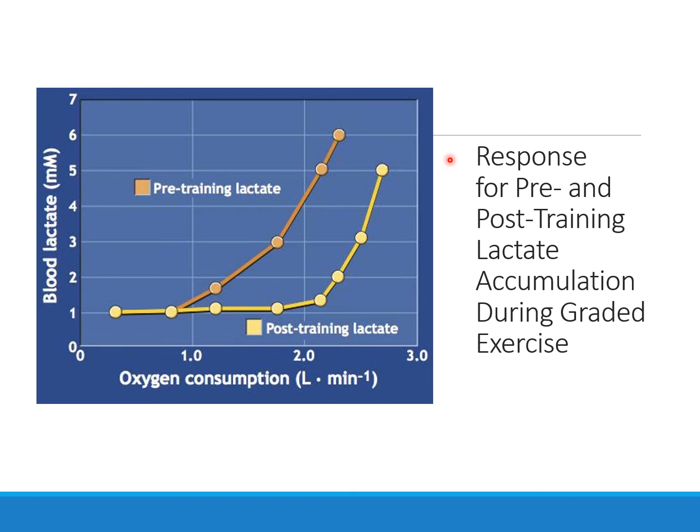So here's the response for pre and post training lactate accumulation during graded exercise. So you can see the pre-training in orange, and then you see the post-training in yellow here. And you can see that the post-training people, they get that decrease in blood lactate accumulation until later on in exercise intensity. So the exercise, or this VO2, or this exercise intensity down here, that lactate accumulation happens much later than in someone who is untrained.